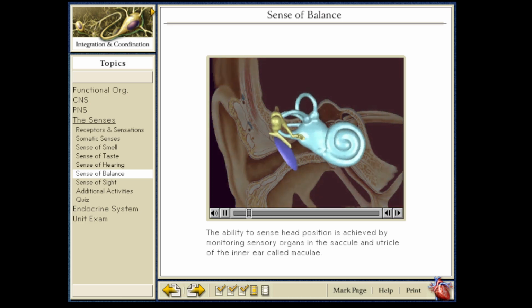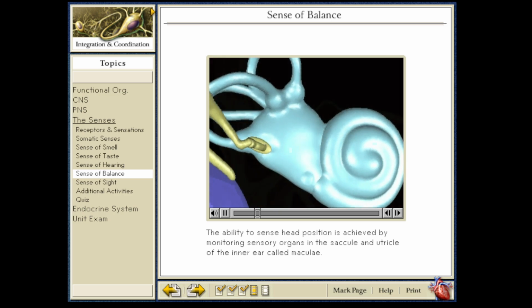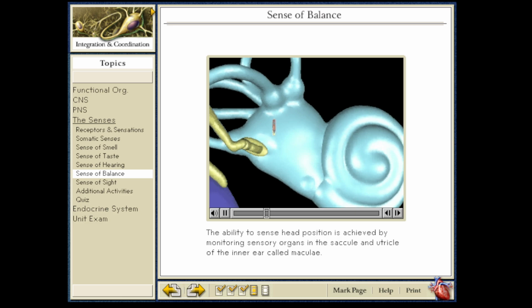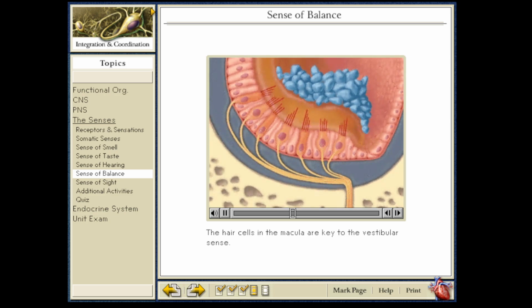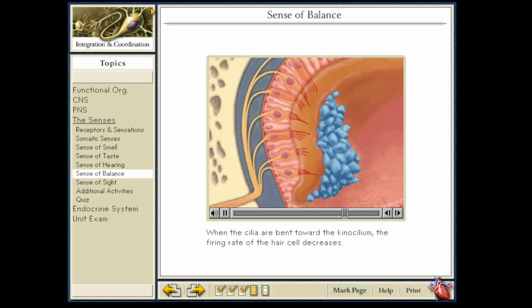The ability to sense head position is achieved by monitoring sensory organs in the saccule and utricle of the inner ear, called maculae. The hair cells in the macula are key to the vestibular sense. Each hair cell has a large cilium referred to as the kinocilium, and many smaller cilia called stereocilia. When the cilia are bent towards the kinocilium, the firing rate of the hair cell decreases. Within the macula, the cells are embedded in a gelatinous layer that is weighted by otoliths.